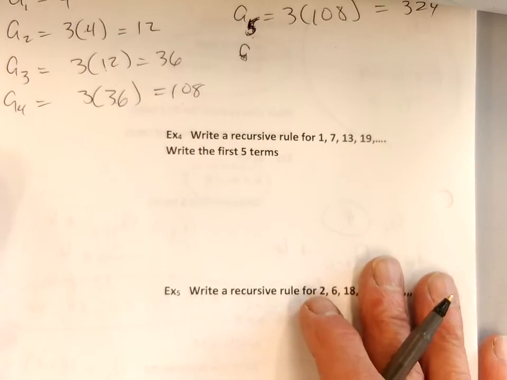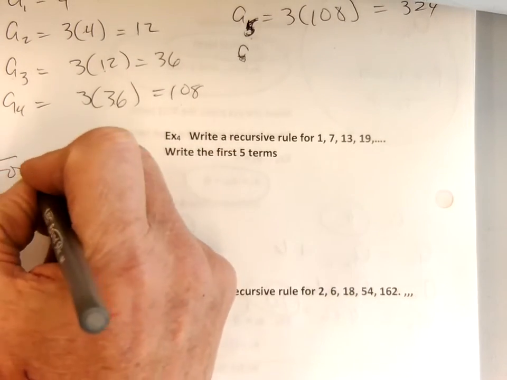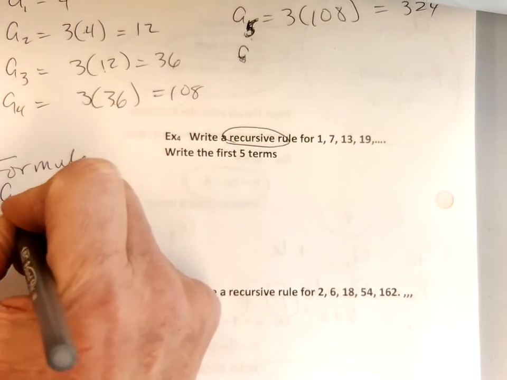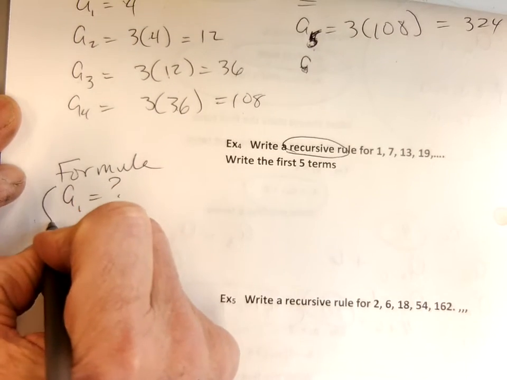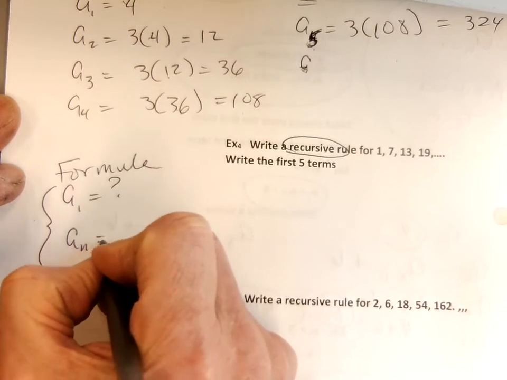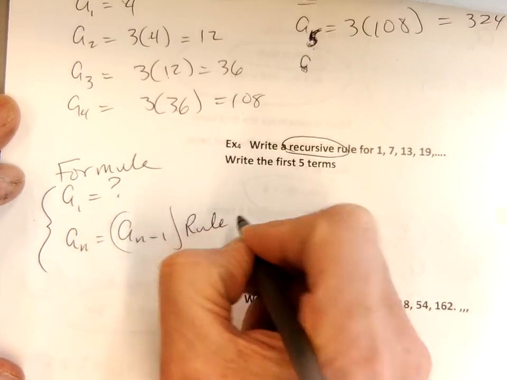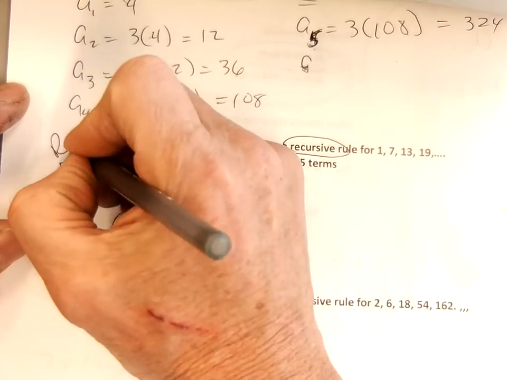Okay, now example 4, we need a formula. So these formulas are actually pretty easy. They really are. First of all, you need two things. To make a recursive formula, you always need A1. And then you need a of n equals a of n minus 1 with some rule. Okay? Write that down.